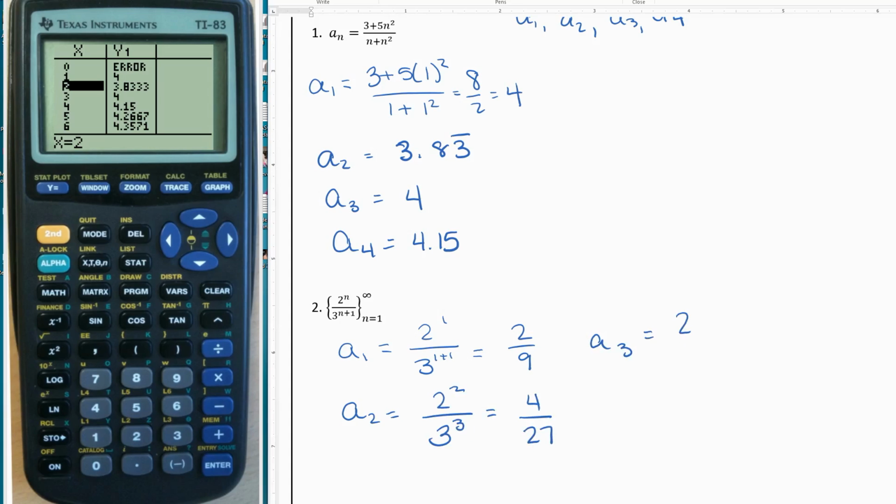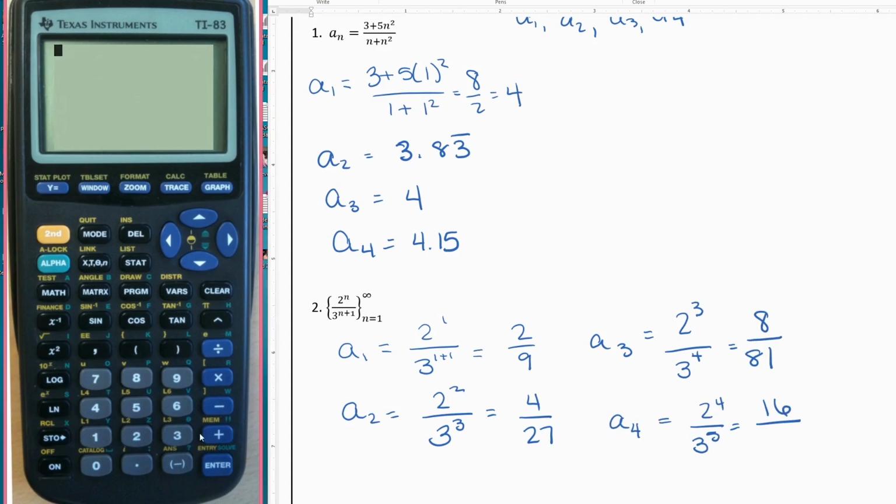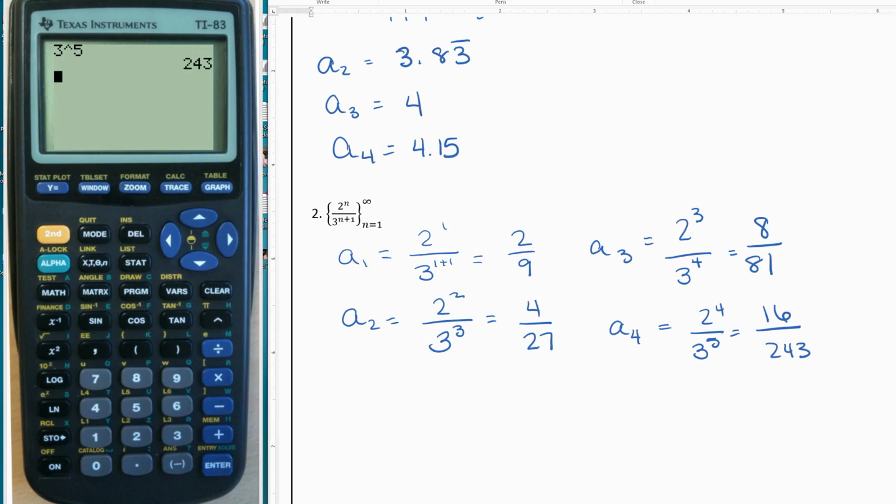a3 would be 2 cubed over 3 to the 3 plus 1, which would be 4. So 8 over 81, and then a4 would be 2 to the 4th over 3 to the 5th. So this would be 16 over 243. So our first 4 terms would be 2 ninths, 4 over 27, 8 over 81, and 16 over 243.